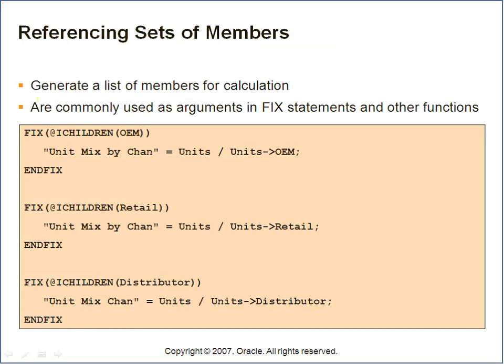So this is how you would reference it dynamically. We will use the @iChildren function. You can very well use the if condition also over here. But as I told you, OEM, retail, distributor are all customer members which are sparse. So I have used the fixed condition over here.